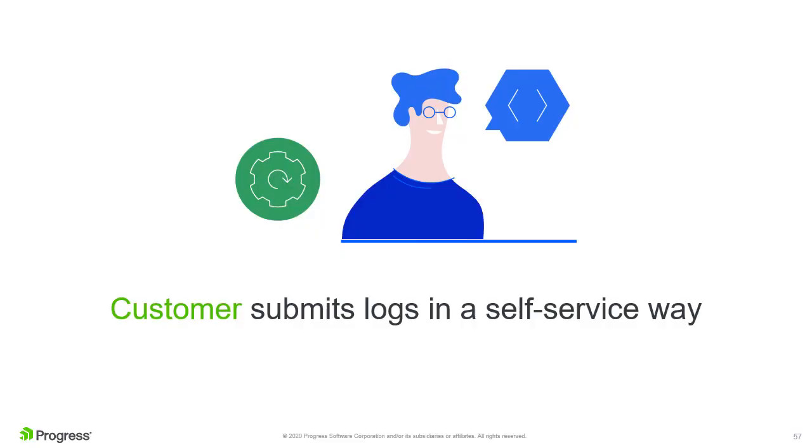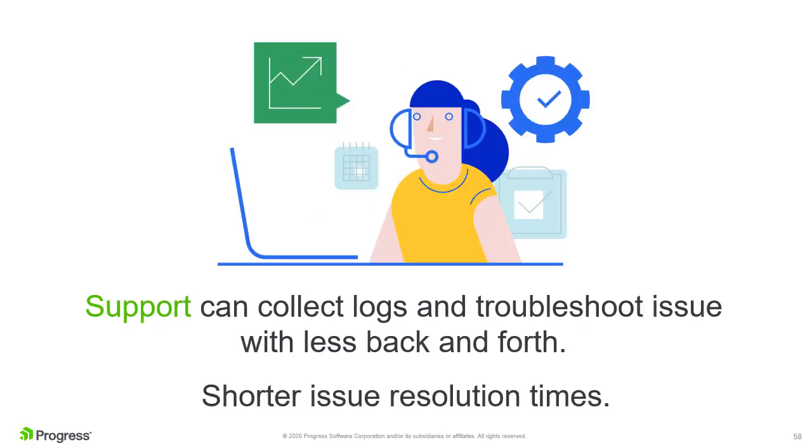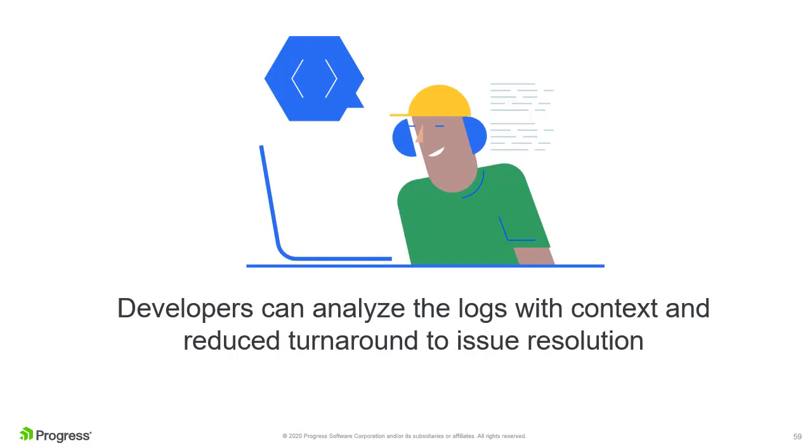So why Fiddler Jam? Fiddler Jam can help your customers submit logs in a self-service and super simple way. For support teams, they can collect logs and troubleshoot issues with less back and forth, which results in shorter issue resolution times. And finally, developers can analyze logs with all the context, which helps reduce the overall turnaround time for issue resolution.